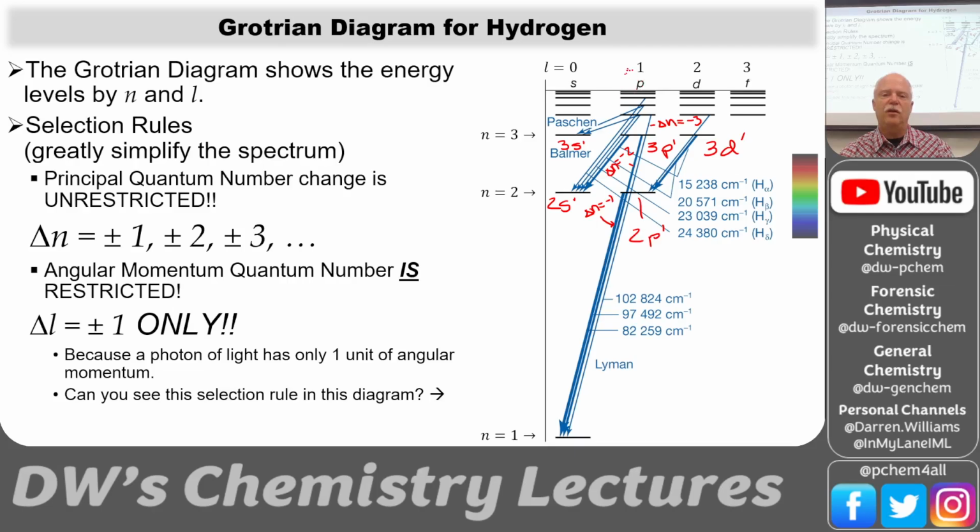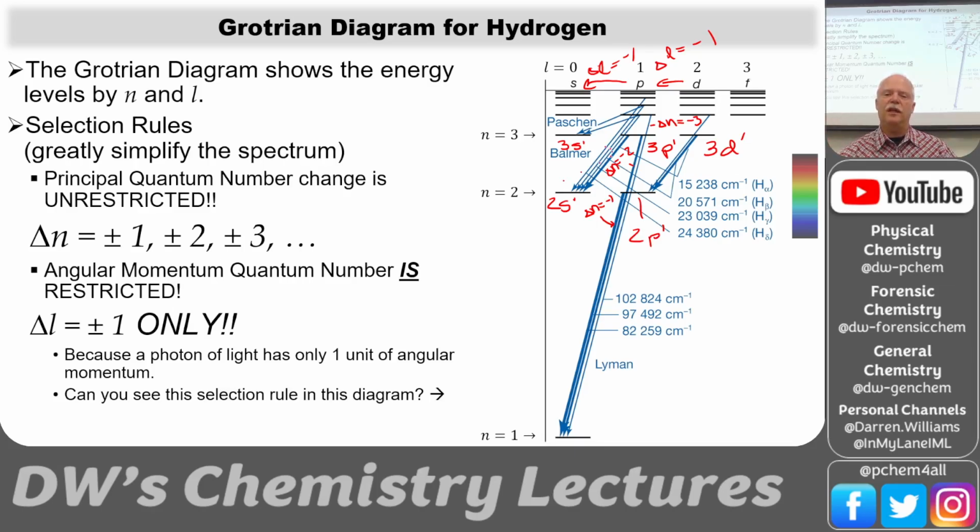And so going from P to S, going this direction, that's delta L equals minus 1. We also have some going from D to P. That's also delta L equals minus 1. If we were to do absorption, the arrow heads would just change ends on those sticks, and then we would be going plus 1. So plus or minus 1. And again, that's related to light only having one unit of angular momentum. And we can see those selection rules.